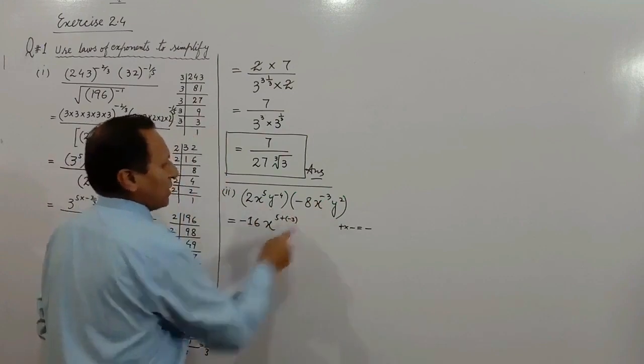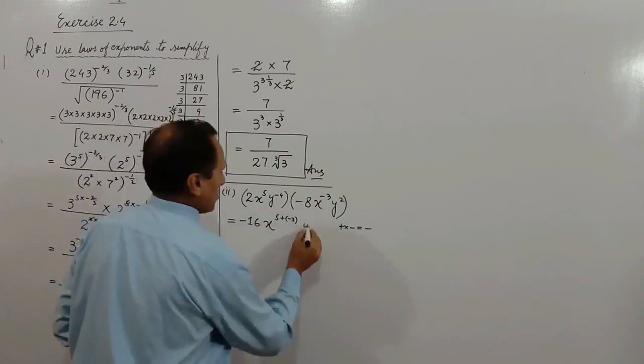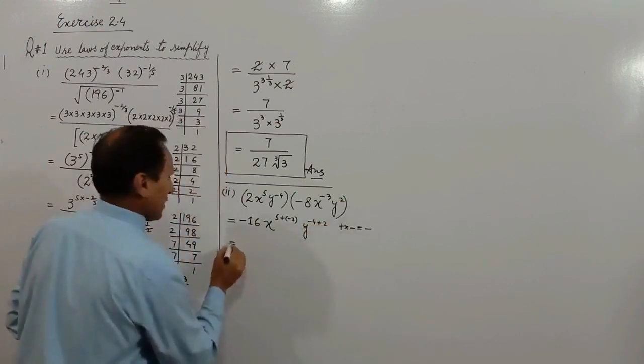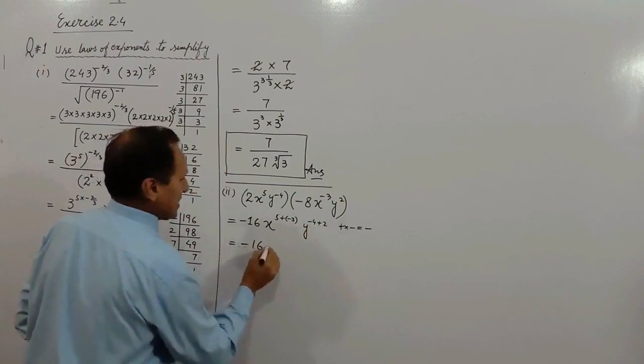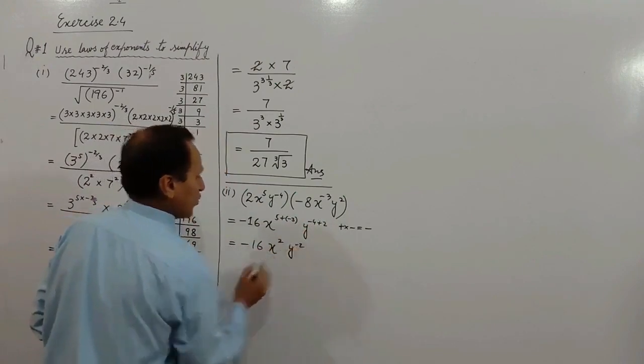Secondly, y multiplied to the y, so we get what? y raised to power minus 4 plus 2. Finally we get minus 16 x raised to power 2 y raised to power minus 2.